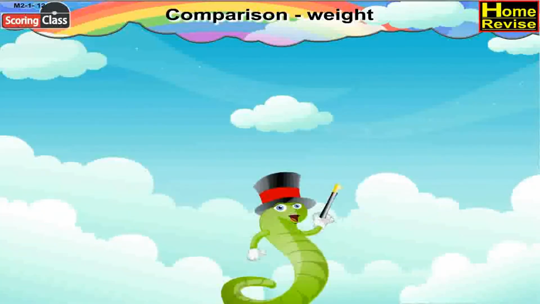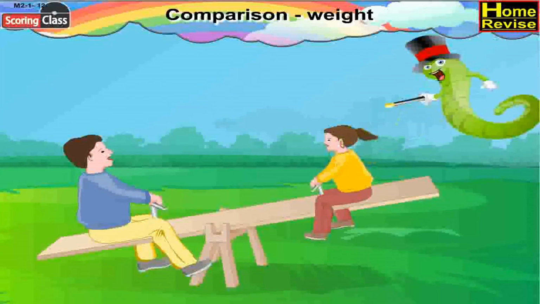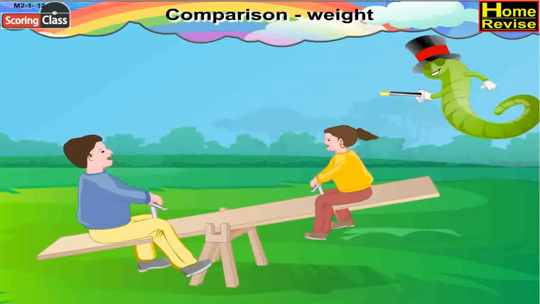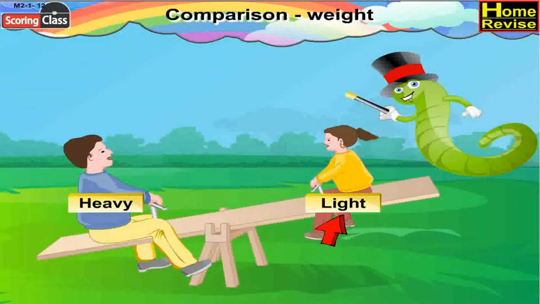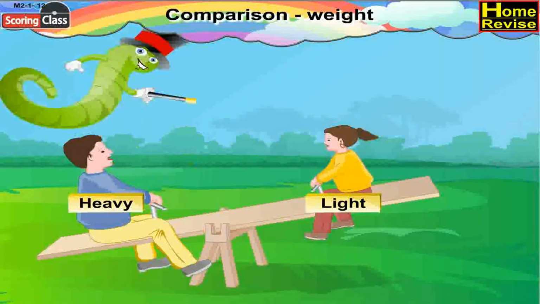Now here is the second picture where two kids are playing on seesaw. Seesaw is a fun swing, right? Well, if you notice the kid sitting on the left side of seesaw, he is heavy. And the kid sitting on the right side of the seesaw is light. That is why he's in the air, and the kid sitting on the left side is touching the ground.